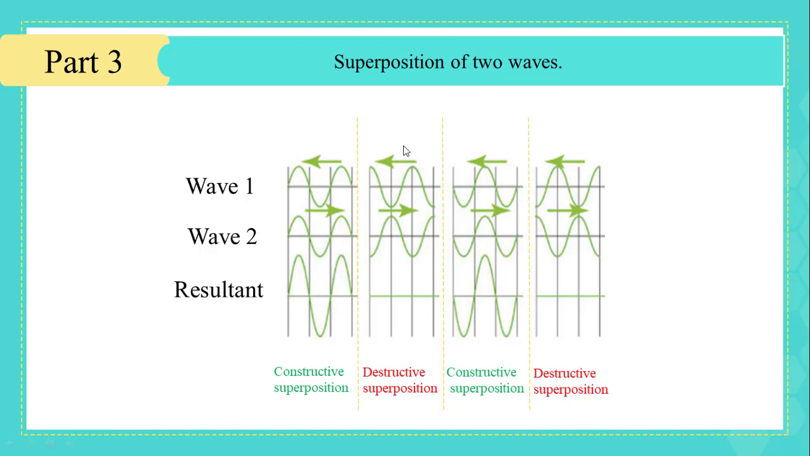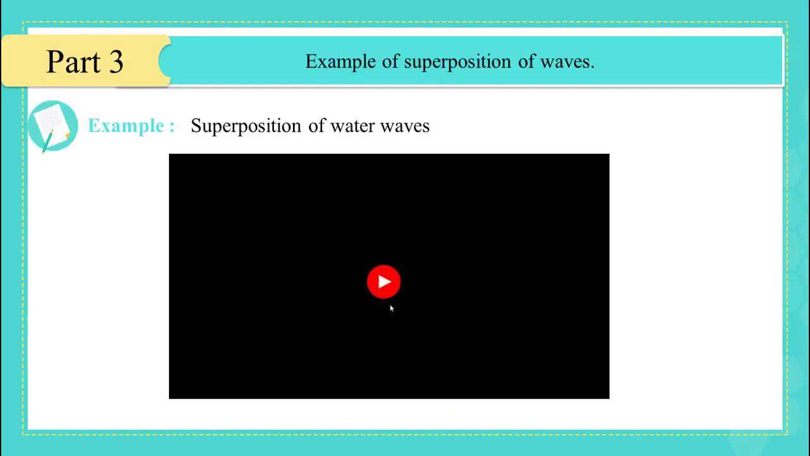Whereas in the cases 2 and 4, a destructive superposition takes place because wave 1 and wave 2 are out of phase. Their crests overlap with their troughs. The resultant wave has a zero amplitude because these two waves have equal amplitudes. It is the same case that we have learned in example number 2.